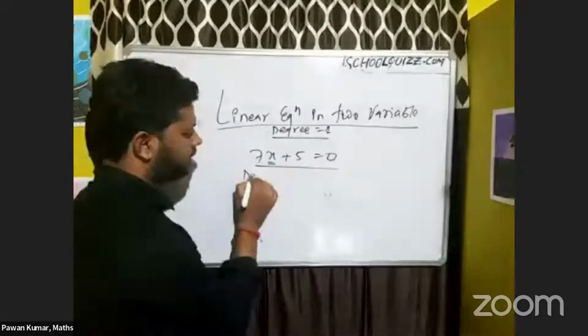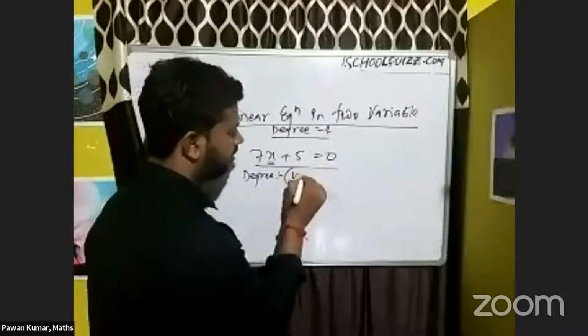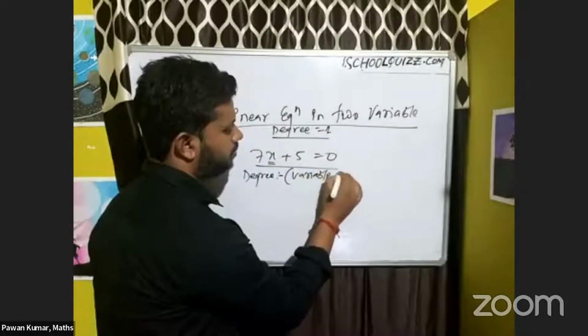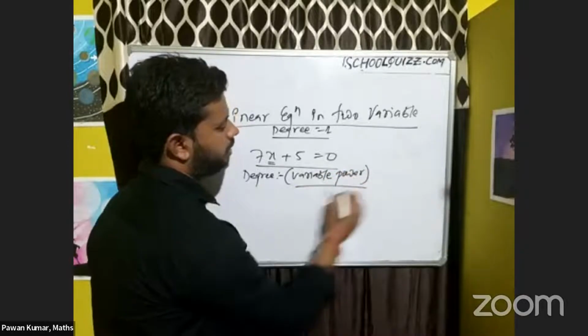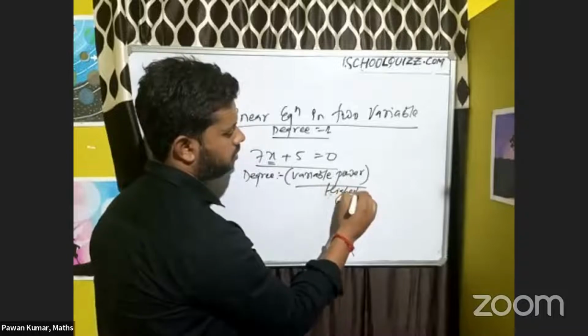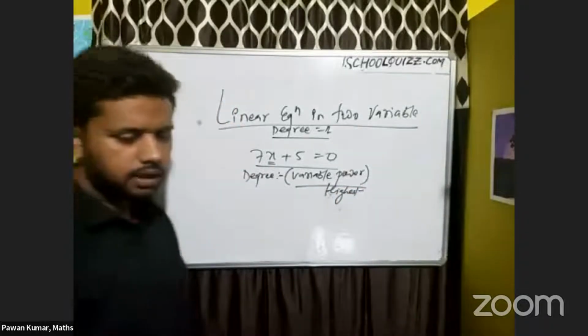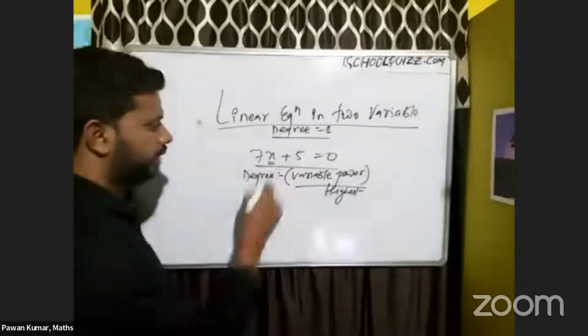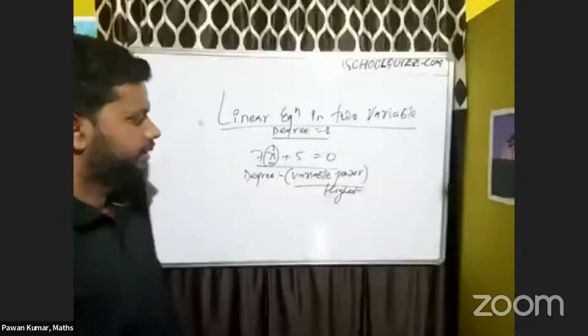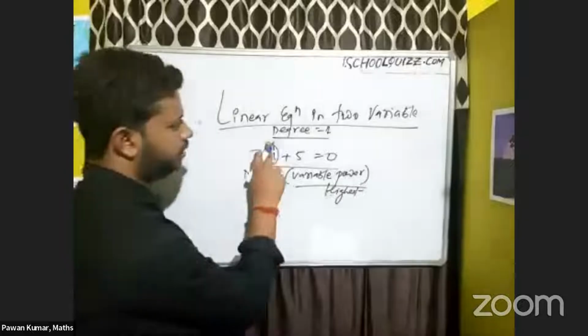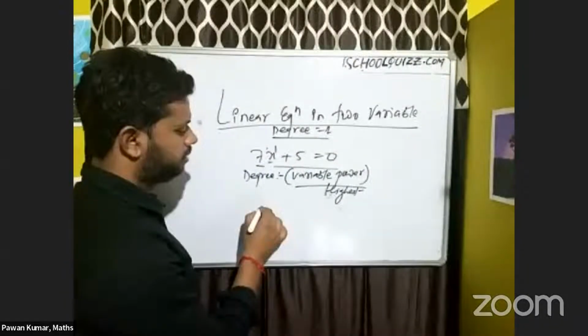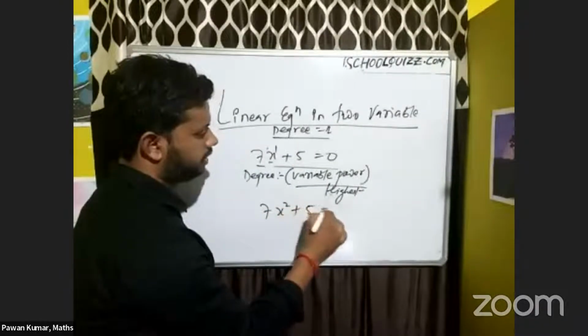1, बिकॉज यहाँ पे डिग्री हम हमेशा वेरिएबल का पावर चेक करेंगे, वेरिएबल का हाईएस्ट पावर, ठीक है? यहाँ पे वेरिएबल कौन सा है, x, करेक्ट? और कोई वेरिएबल है नहीं, सो इस वेरिएबल का पावर कितना है, 1 है. सो जब ऐसा एक रहेगा, जैसे अब मैं बात करूं 7x² + 5 = 0, इसका डिग्री कितना है, 2.